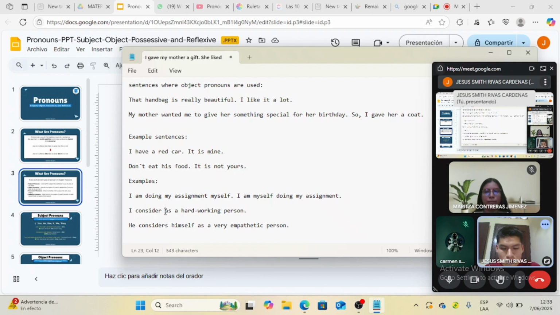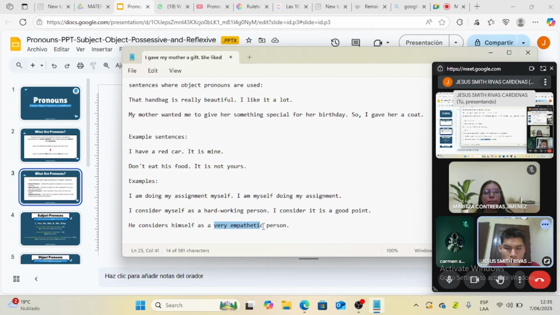Entonces, myself nos ayuda a agregar ese pronombre me en español. En inglés ese me es myself. I consider myself. Me considero. Y lo que sigue es como una persona trabajadora. A uno mismo, considerarse. Entonces, tenemos el tercer ejemplo, el cual es he considers himself as a very empathetic person. Él se considera como una persona muy empática.